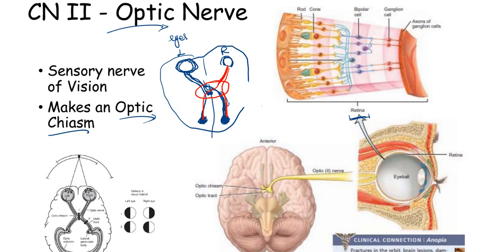And then once you have a combination of your left and right visual field or optic nerve fibers, you're going to have what is known as an optic tract. So that is going to be called an optic tract. But here it's the optic nerve.